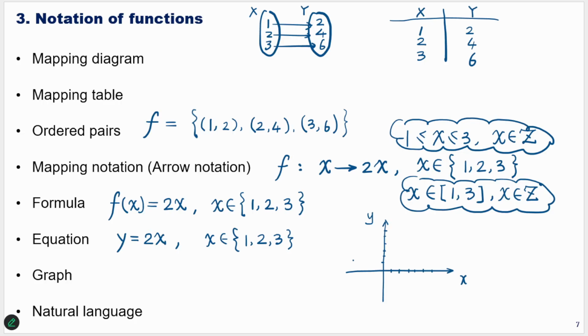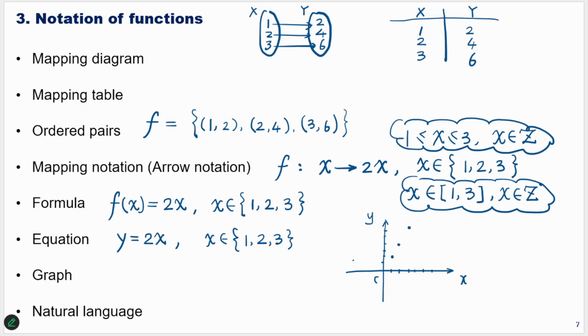The first point is when x equals 1, y equals 2, which is here, right? And the second point is here. The third point is here. So this graph only contains 3 isolated points. And this is a graph of this function.